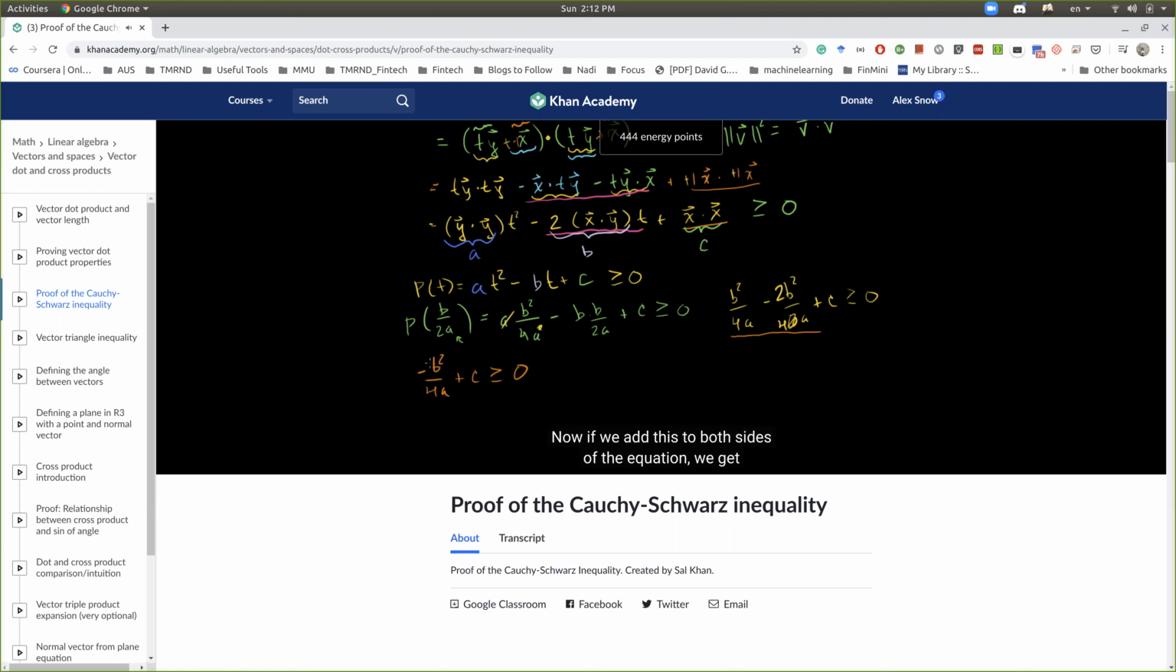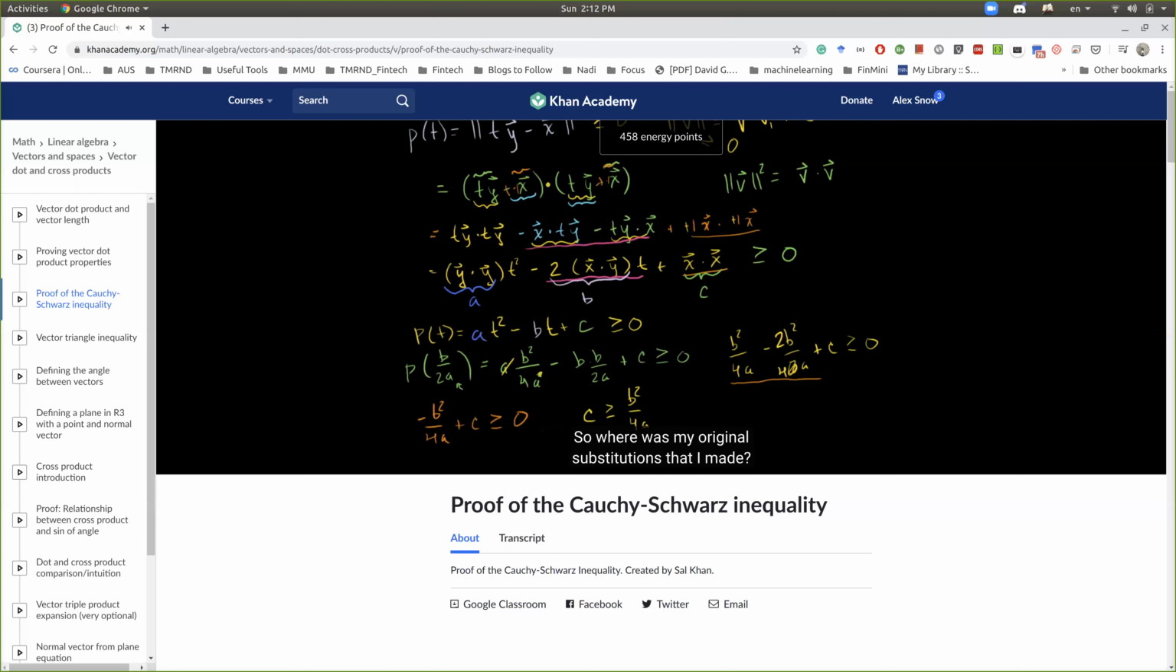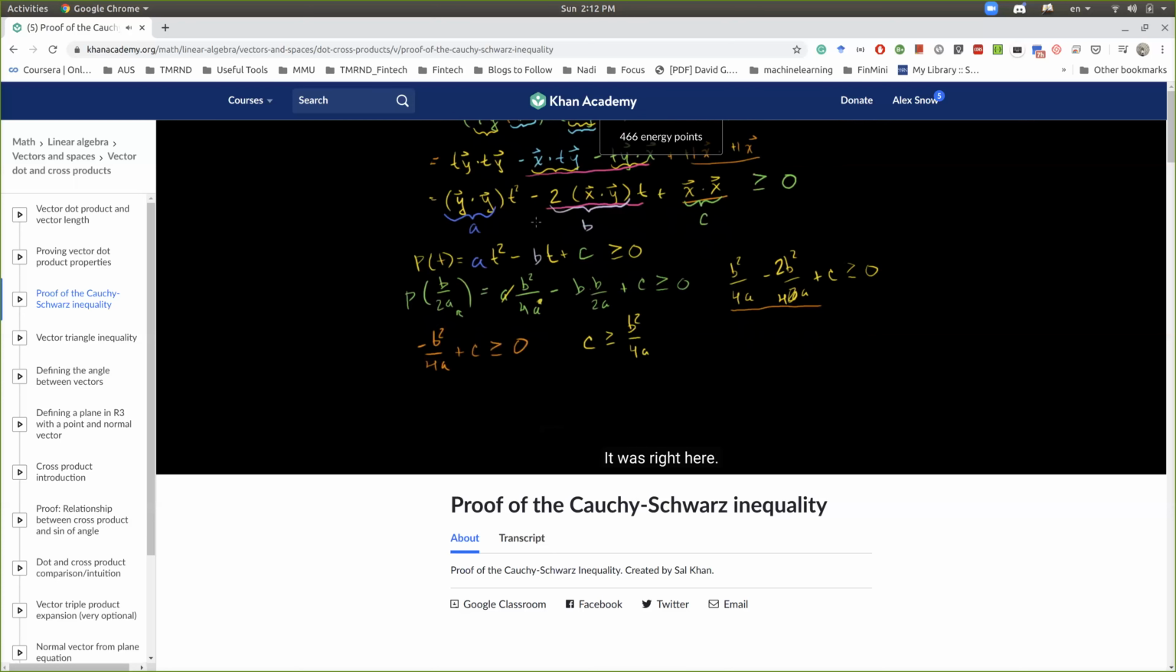Now, if we add this to both sides of the inequality, we get c is greater than or equal to b squared over 4a. It was a negative on the left-hand side, so if I add it to both sides, it's going to be a positive on the right-hand side. So we're approaching something that looks like an inequality. Let's back substitute our original substitutions to see what we have now. Where are my original substitutions? It was right here.